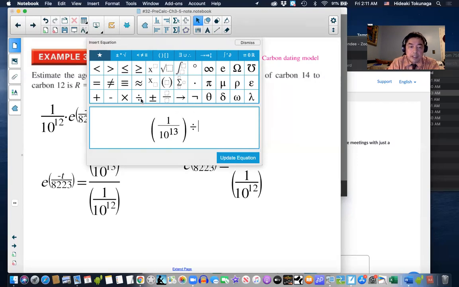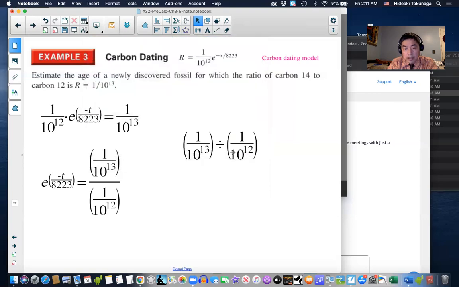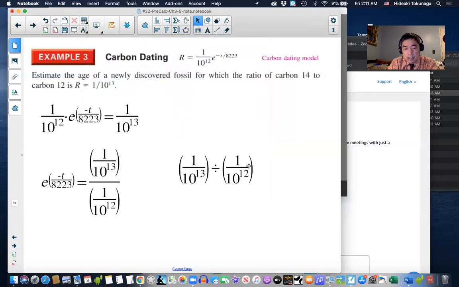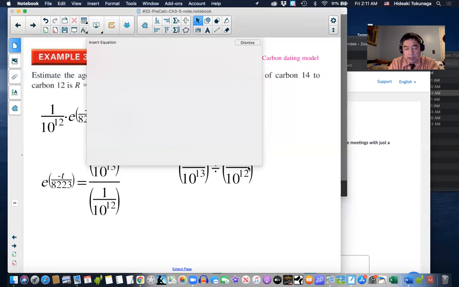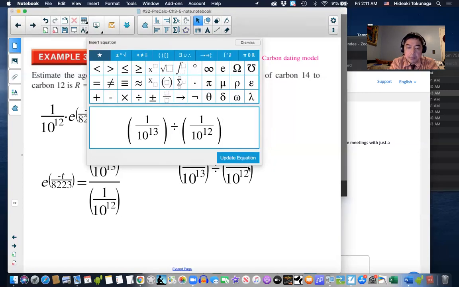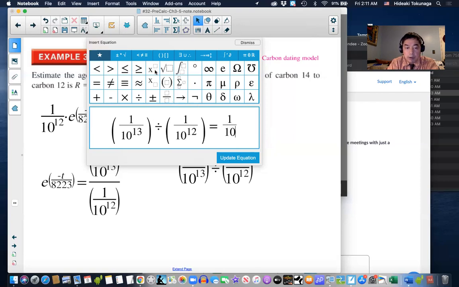Let's do the elementary division sign. Put the parenthesis: 1/10 to the 13th power divided by 1/10 to the 12th power. Now, when you see this, you just change the division to multiplication by the reciprocal. So, 1/10 to the 13th power.